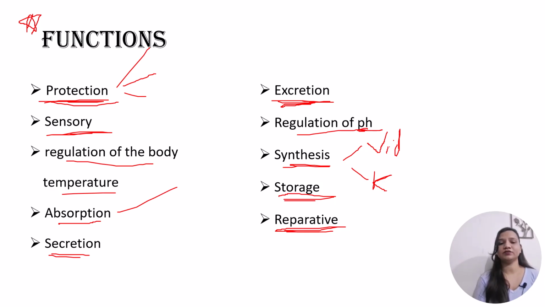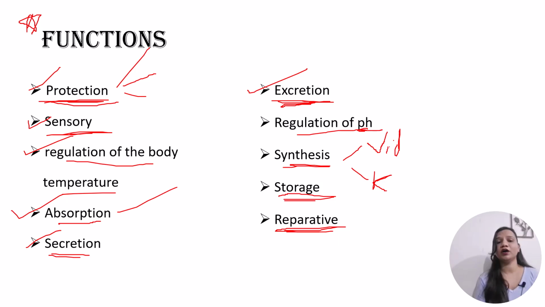First one is protection. It acts as a barrier, protects against UV radiation, and also performs immune function. Sensory: it provides the sensation of touch and pain. Next is regulation of body temperature by sweat glands. Next is absorption, with selective permeability, as only lipid soluble substances and small molecular substances are absorbed in the skin. Then secretion: there is secretion of sweat and sebum.